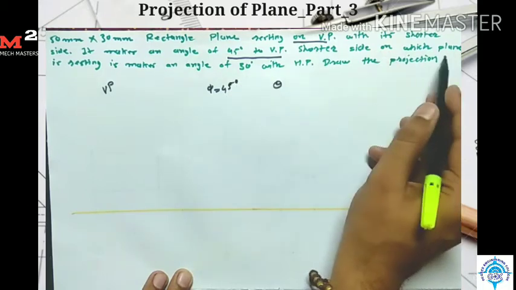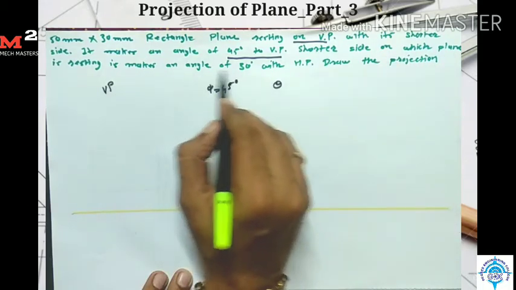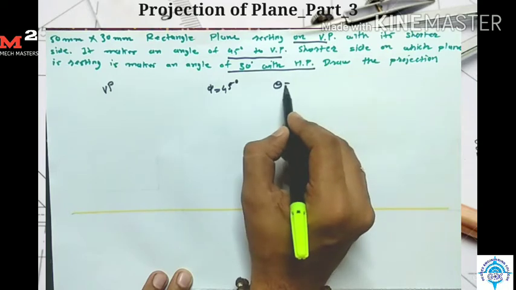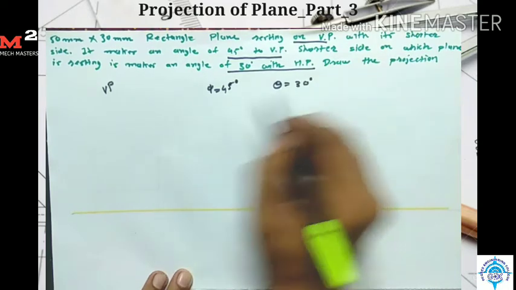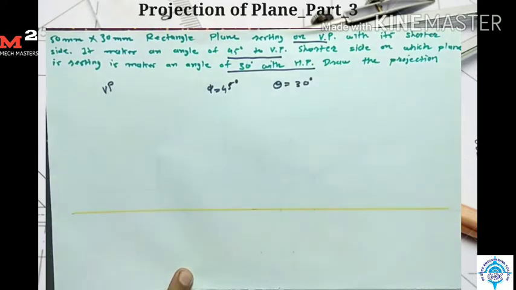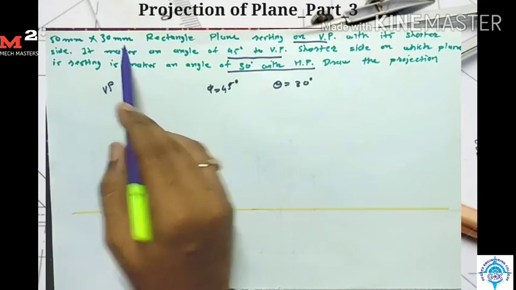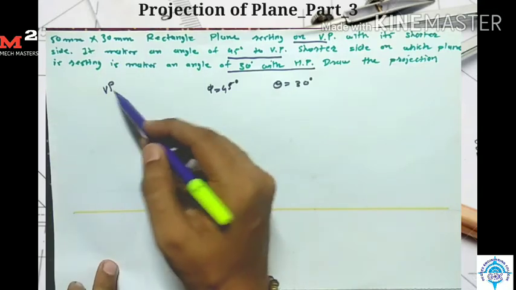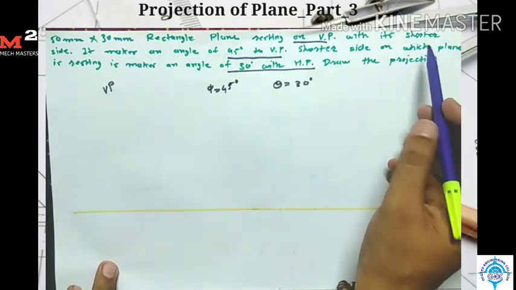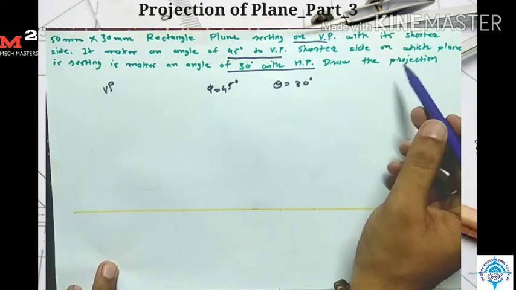The shorter side on which the plane is resting makes an angle of 30 degrees with the HP, so theta is equal to 30 degrees. Draw the projection. Here the plane is resting on the vertical plane, so we draw this 50 mm by 30 mm rectangle on the vertical plane. Since it is resting on the shorter side, I draw the shorter side on the left hand side.